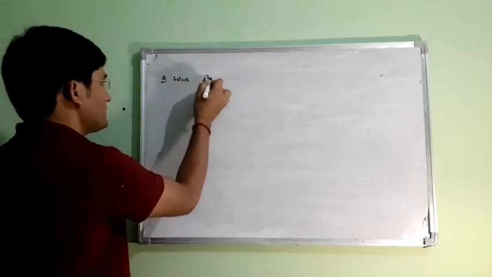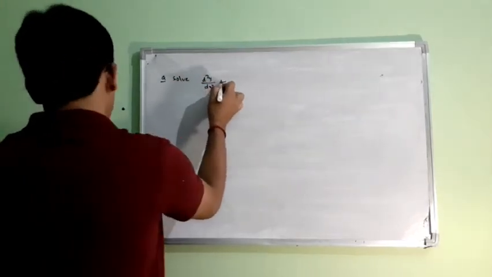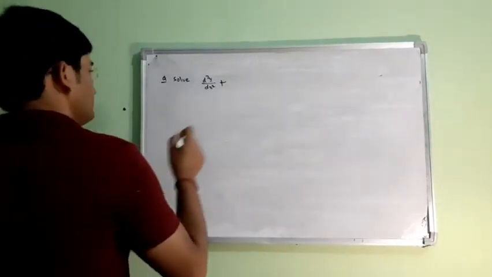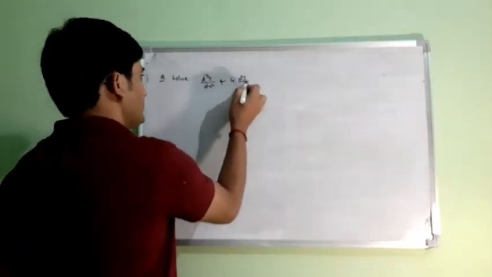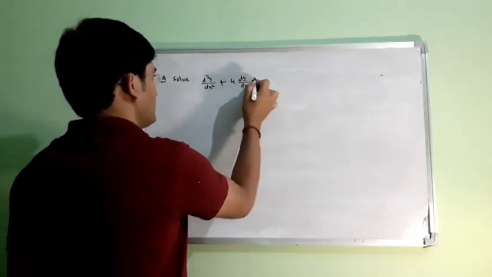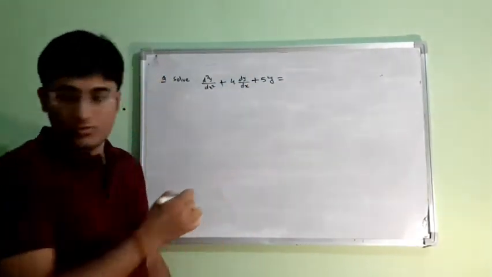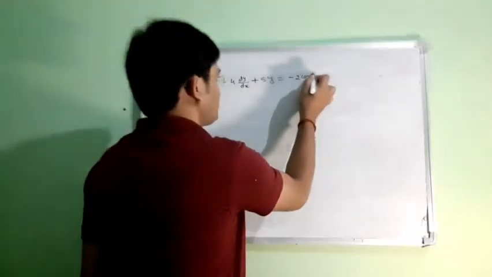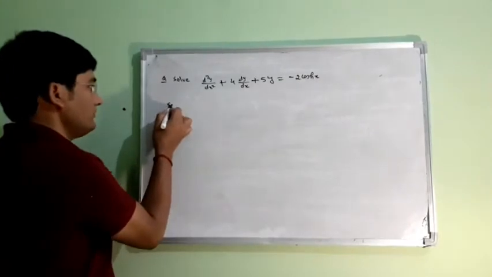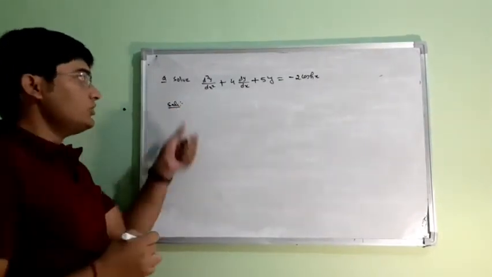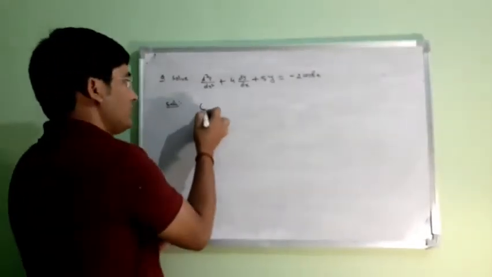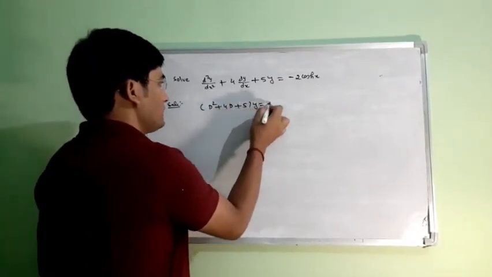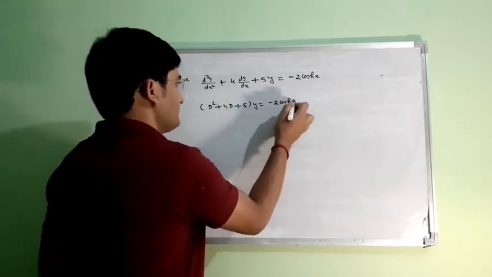Say d2y by dx2 plus 4dy by dx plus 5y equal to minus 2 cos hyperbolic x. Solution: if we denote d by dx as capital D, then we have (D square plus 4D plus 5) of y equal to minus 2 cos hyperbolic x.